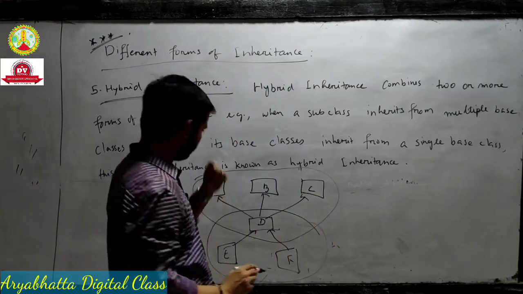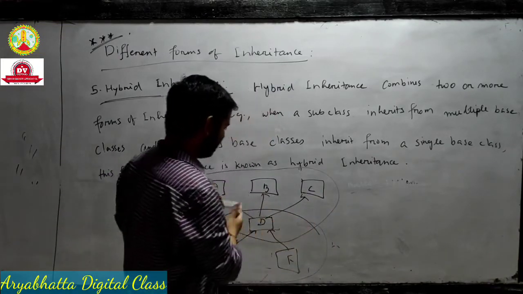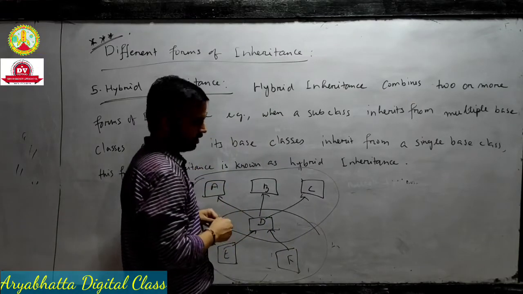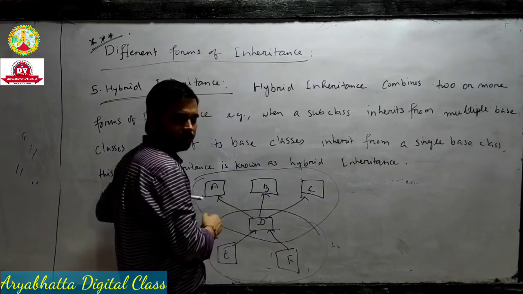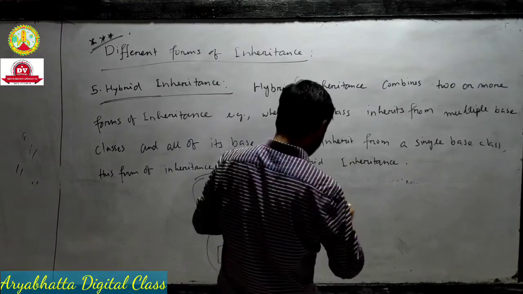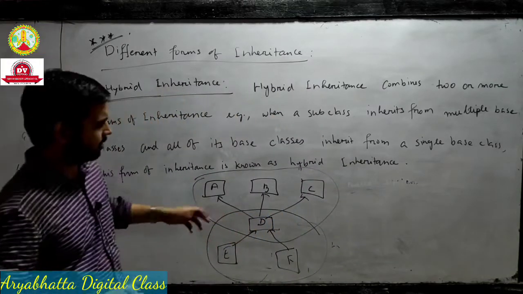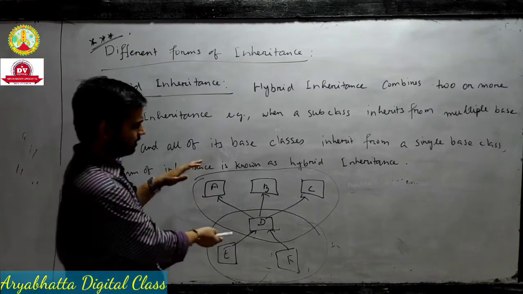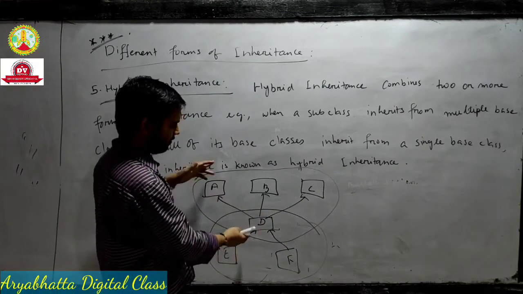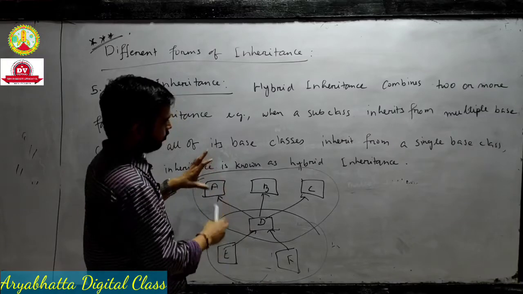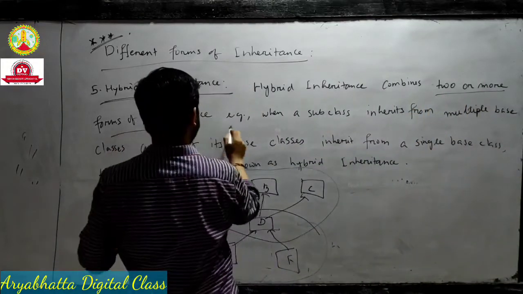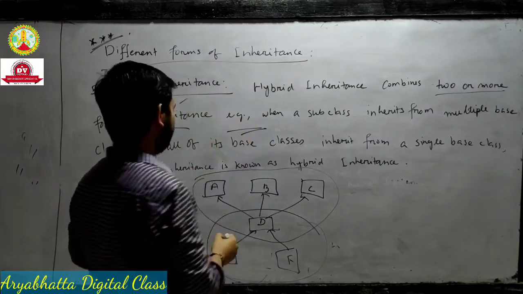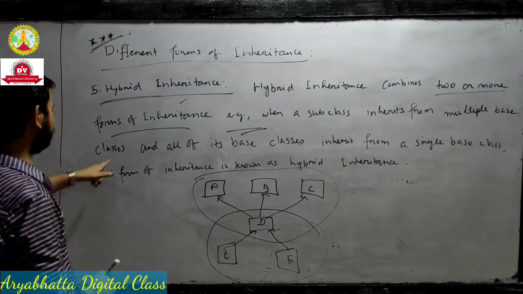And first of all, in the first one, the upper part is multiple, the lower part is hierarchical. But in this figure, the upper part is hierarchical and the lower part is multiple. Means the same concept as in the previous diagram. Hierarchical plus multiple means combination of two or more inheritances, and this is called hybrid inheritance. Okay, this concept is the same.